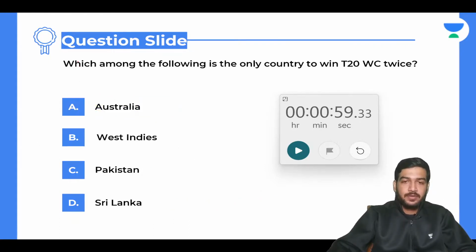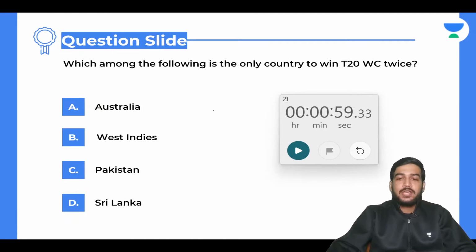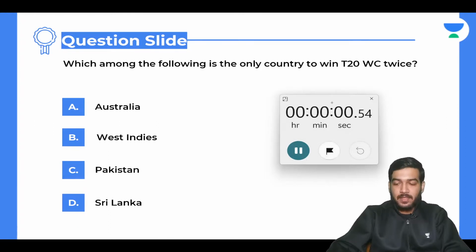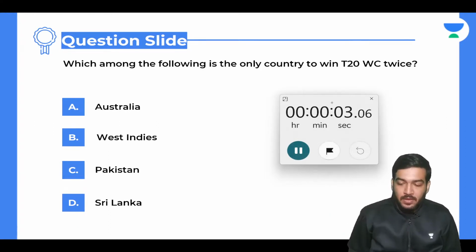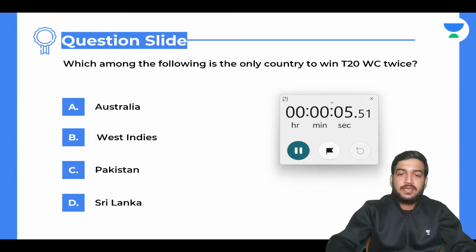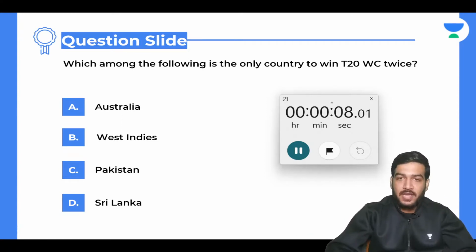Angela Merkel. Then, which among the following is the only country to win the World T20 twice? Alright, we'll now give only 40 seconds. We'll reduce the time to half, 40 seconds each to answer the questions. Which among the following countries is the only country to win the T20 World Cup twice? Is it A. Australia, B. West Indies, C. Pakistan, D. Sri Lanka?